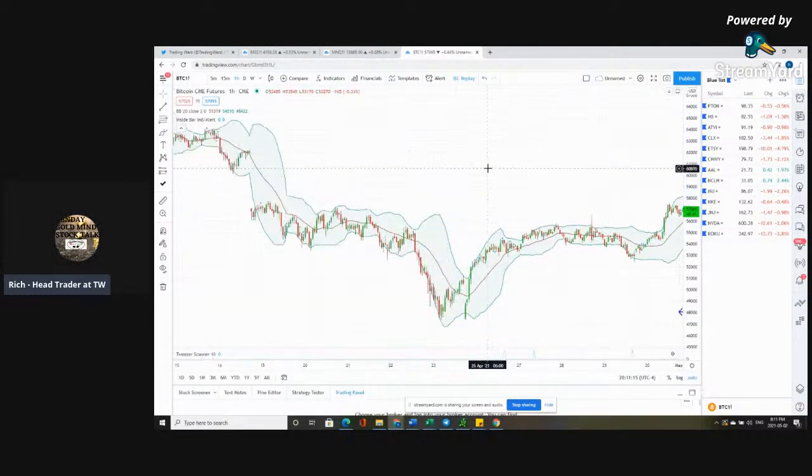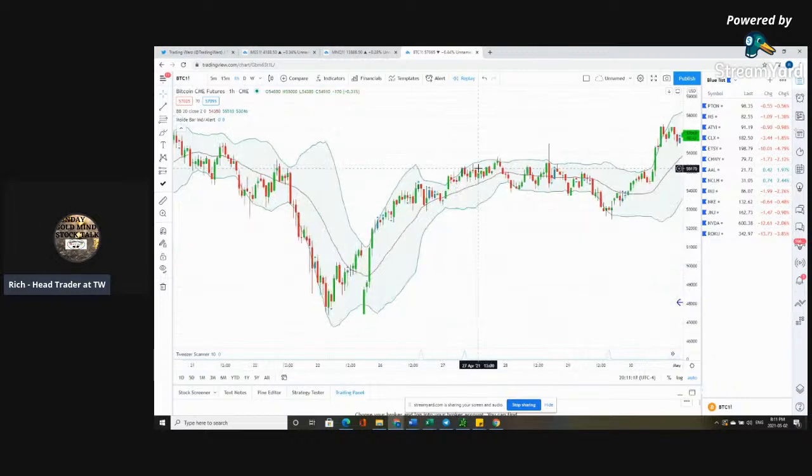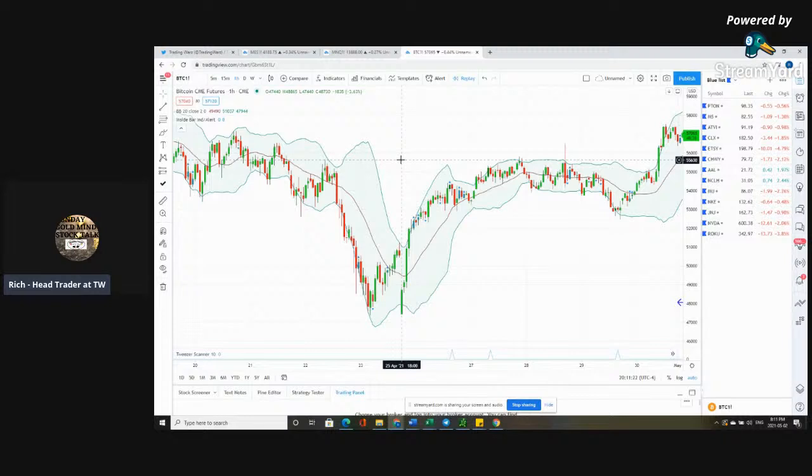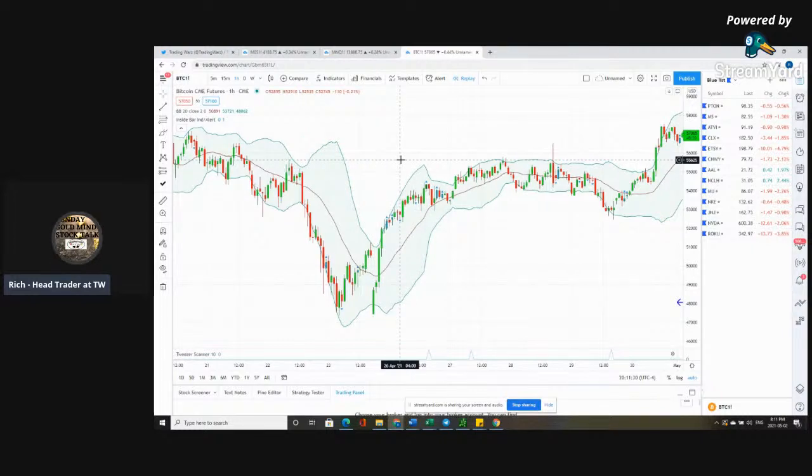All right, so what do we need to do? We need to identify the impulsive leg. We need to draw the Fibonacci, and then we need to look for price action patterns, or we can use limit orders. And then we also need to understand the opposing leg. If you have those things down, you can dominate the Bitcoin market.